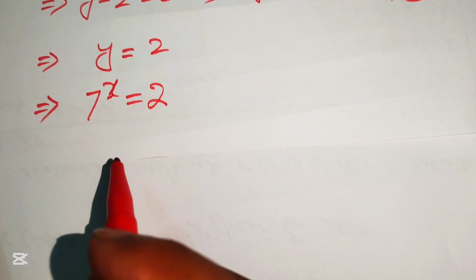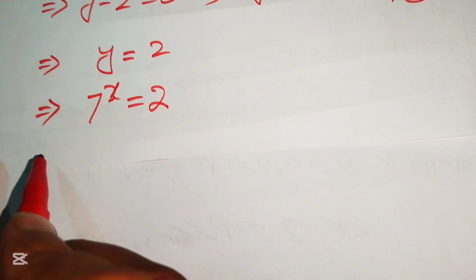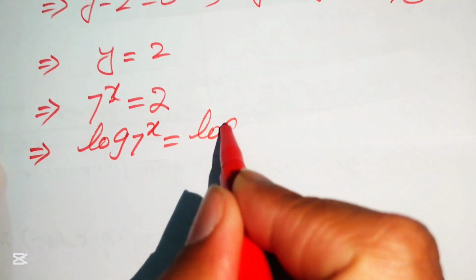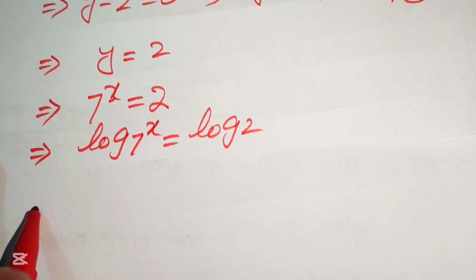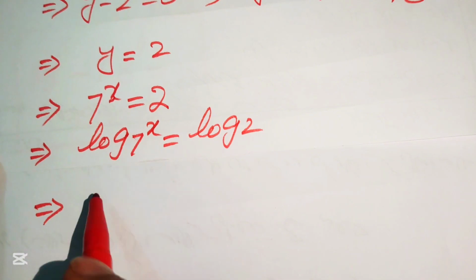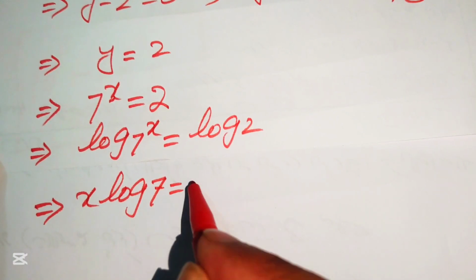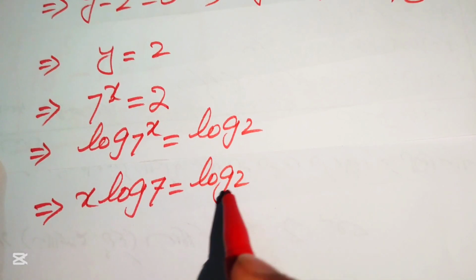So from here, in order to find the value of x, we need to take the log on both of the sides. So when you take log, it will be written as log of 7 to the power of x equals log of 2. Here we will apply the property of log and move this x in front of the log, and it will be written as x times log 7 equals log of 2.